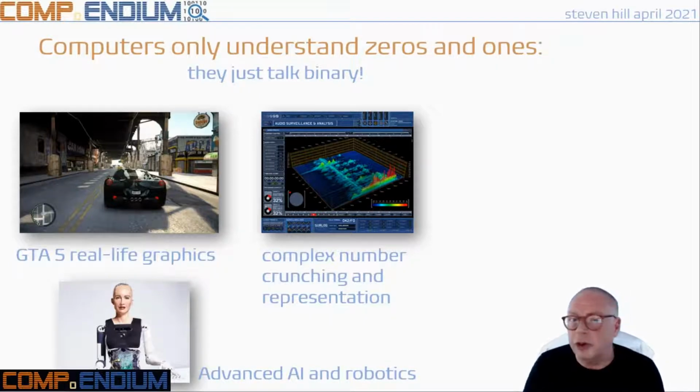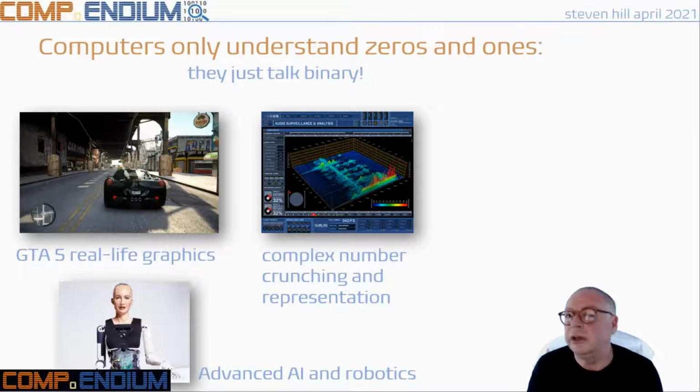Likewise with apps which are number crunching, again just zeros and ones, but we can do extraordinarily powerful things mathematically and in terms of analysis with data. You can see an example there of complex number crunching and the representation of data in a 3D type of environment. And of course now we've advanced hugely with deep learning and AI and robotics to the point where we have quite realistic androids that we can communicate with almost as if they were human.